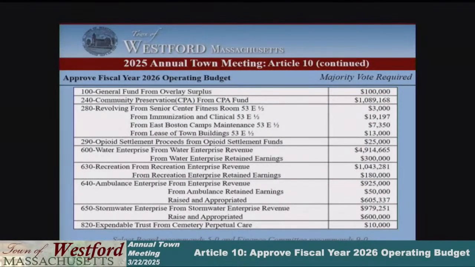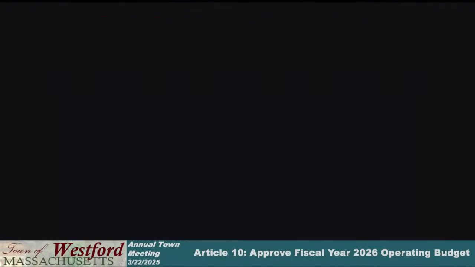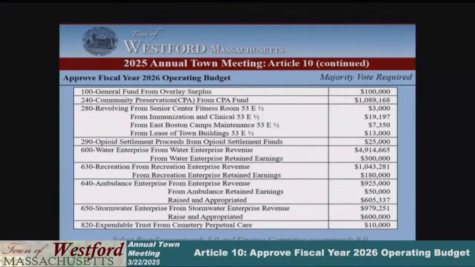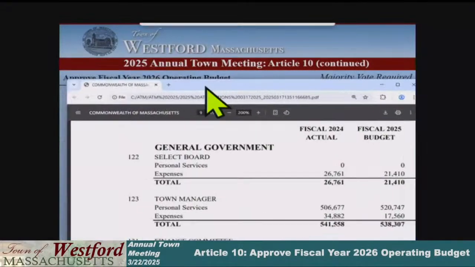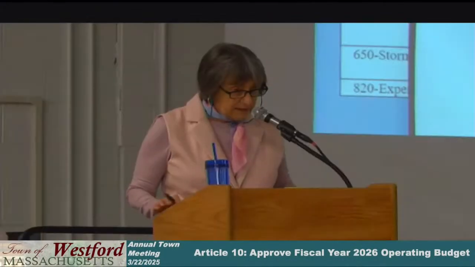I'll read through the list of departments along with the totals for each. And if you have a question or comment on any of them, please say hold, and we'll come back to that item to hear your question or comment. In the end, we'll vote on the budget as a whole.